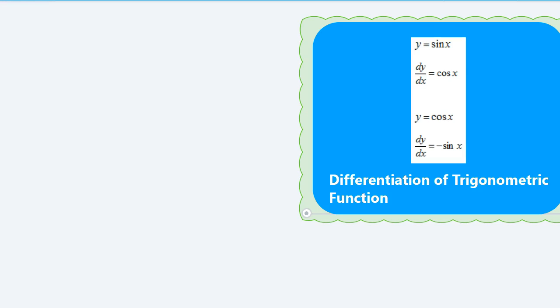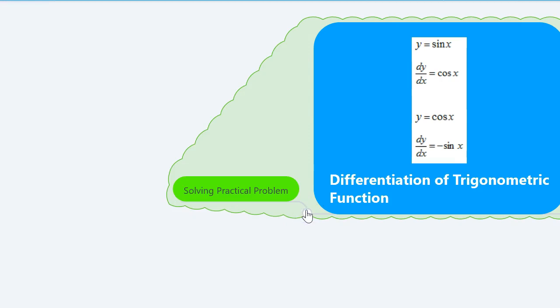Next, we learn about differentiation of trigonometric function. We did another investigation, and based on that investigation, we proved that the derivative of sine x is equal to cosine x, and the derivative of cosine x is equal to negative sine x. Following that lesson, we learn how to solve practical problems involving trigonometric function.